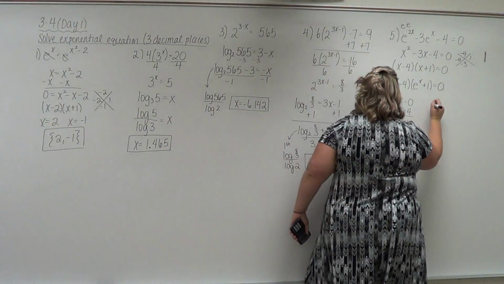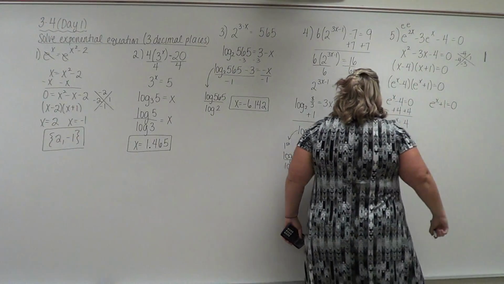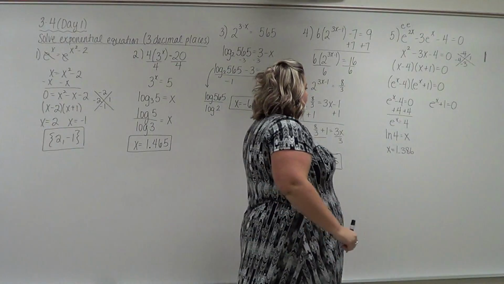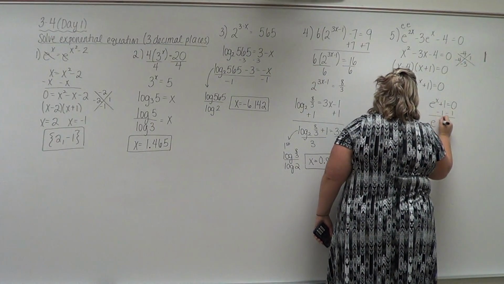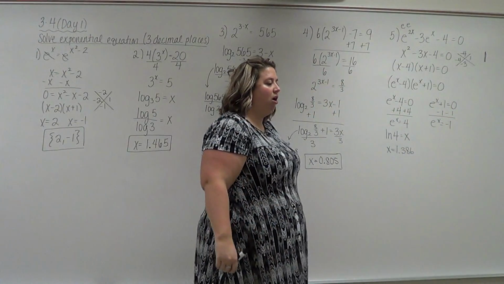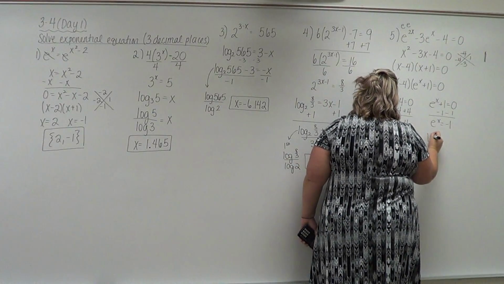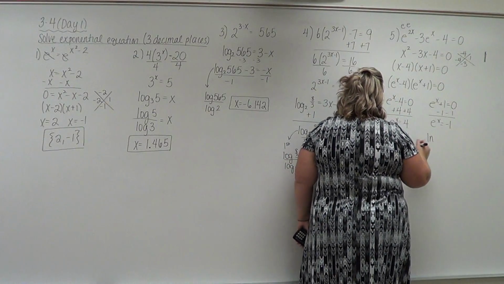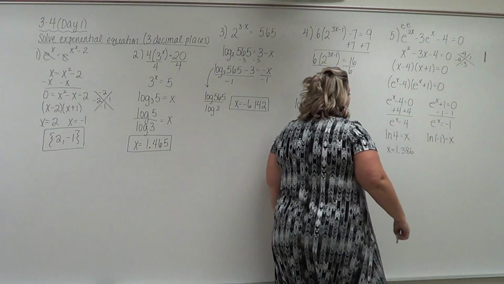Okay, then I go solve my other one. e to the x plus 1 equals 0. So I would subtract 1 to get the exponential part by itself. Okay, then I write it like a log. This would be log e of negative 1. So log e is the same thing as ln of negative 1 equals x.